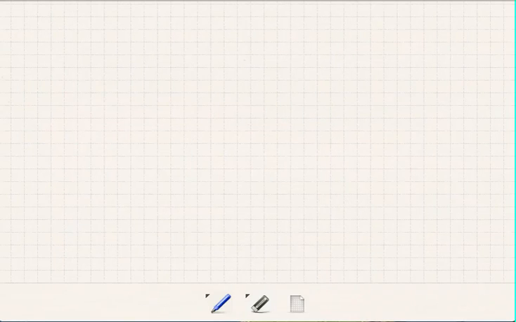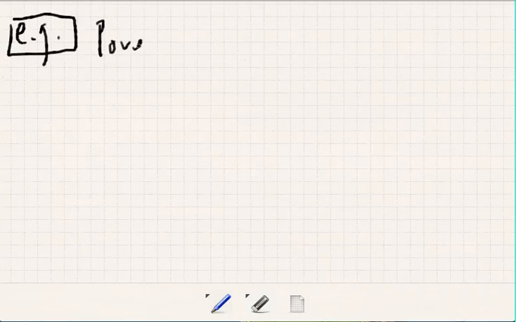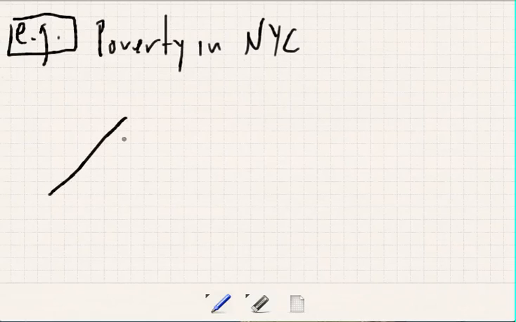Okay, let's do one final example, and this is an example I do fairly often. It's looking at poverty in New York City, and I'm just going to go straight and draw the tree diagram that corresponds to this. So let's look at the 5 boroughs of New York. I should really try to draw this a little bit bigger. No, in fact, I'll draw kind of like this.